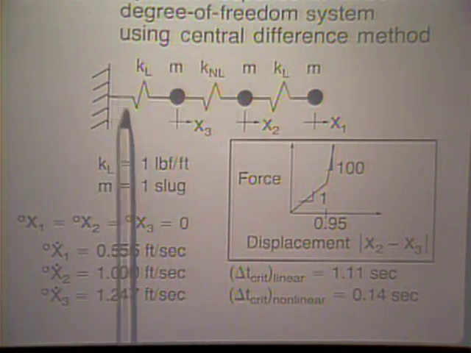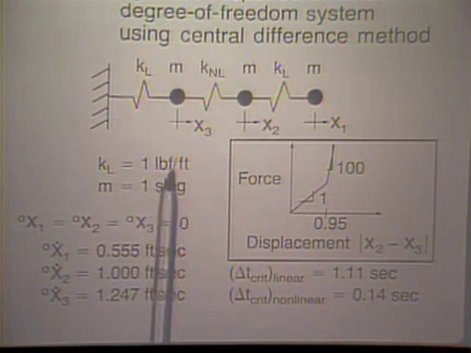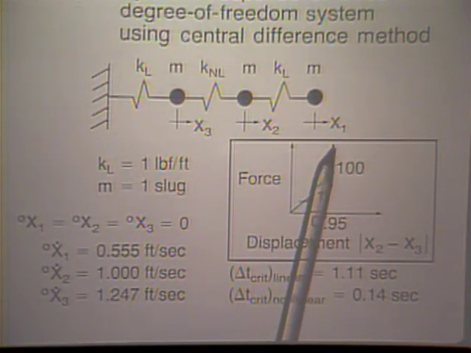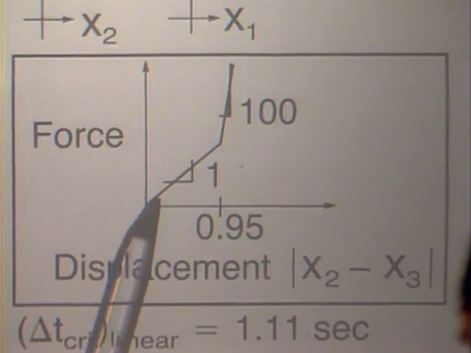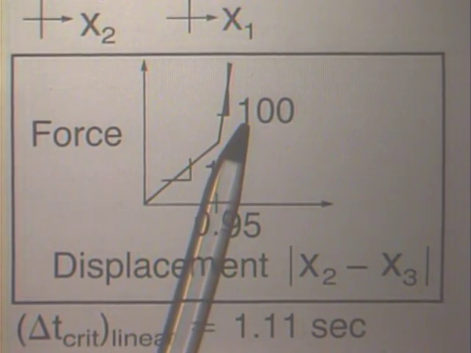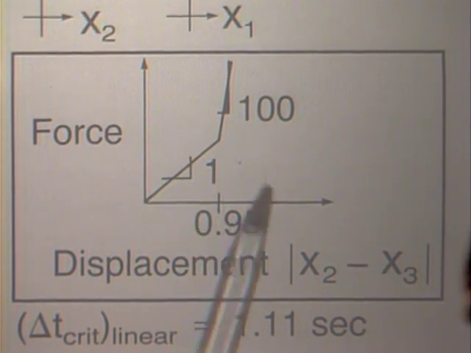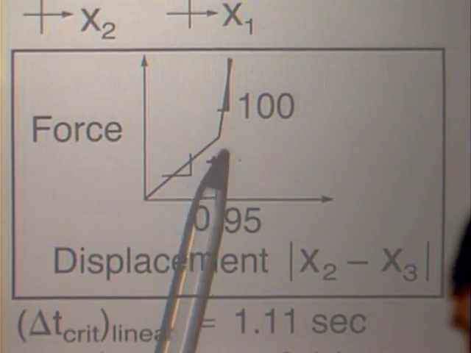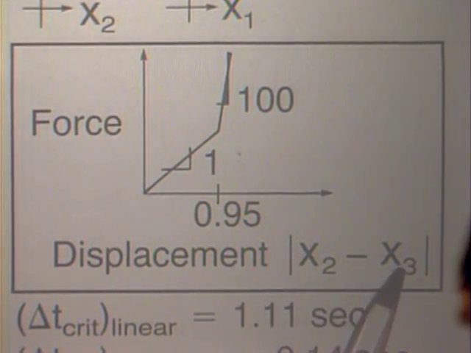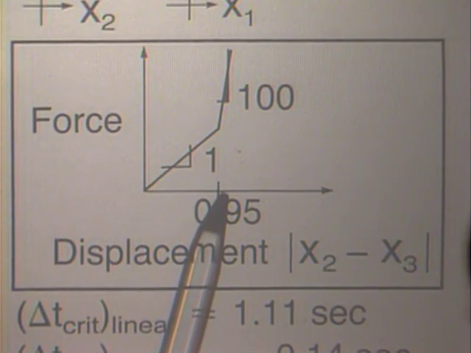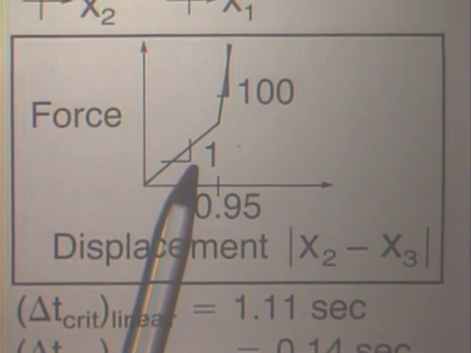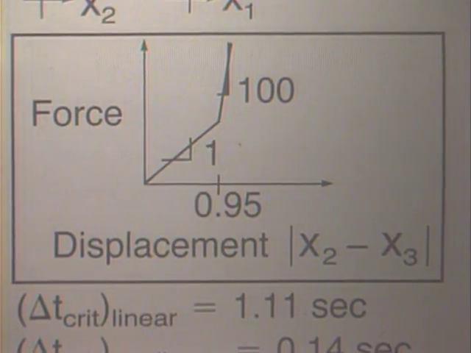For this problem, the linear spring has this stiffness here, and the nonlinear spring is characterized by this force displacement relationship. Notice there's a kink going from 1 to 100. So the spring gets suddenly, at a particular deformation, displacement x2 minus x3, at a particular deformation, the spring becomes 100 times as stiff as prior to that point.